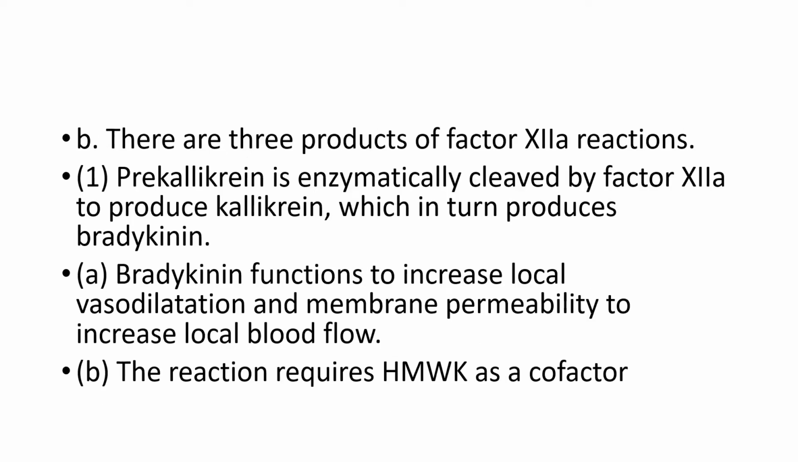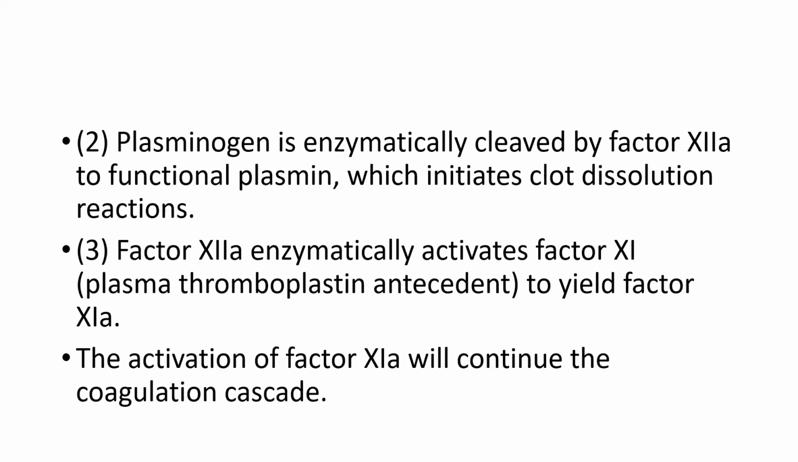There are three products that are formed after factor 12A is activated. Number one is prekallikrein. When prekallikrein is cleaved by factor 12A, it produces bradykinin. The function of this bradykinin is to cause local vasodilatation and membrane permeability. This will lead to increased blood flow in the area, but this requires HMWK as a cofactor. The second product is plasminogen, and plasminogen is converted into plasmin.